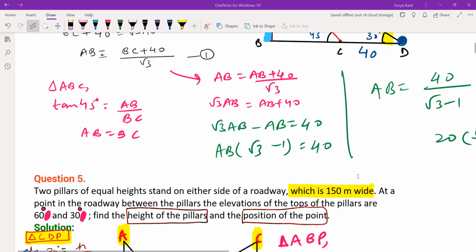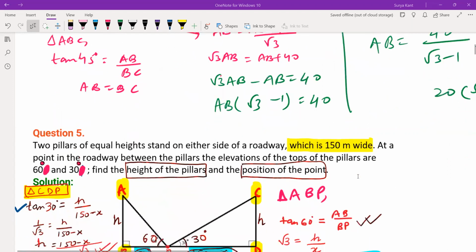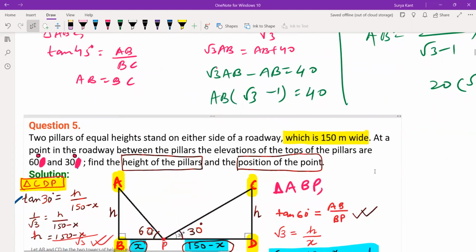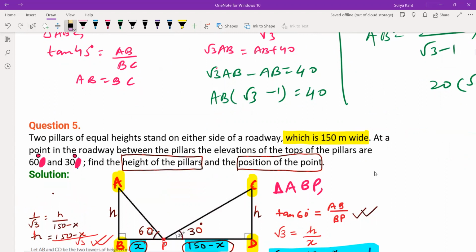So try to make the figure of question number 5. See, it's mentioned over here. If you're not understanding the figure, just check it. Similar question we have done in NCERT sums.